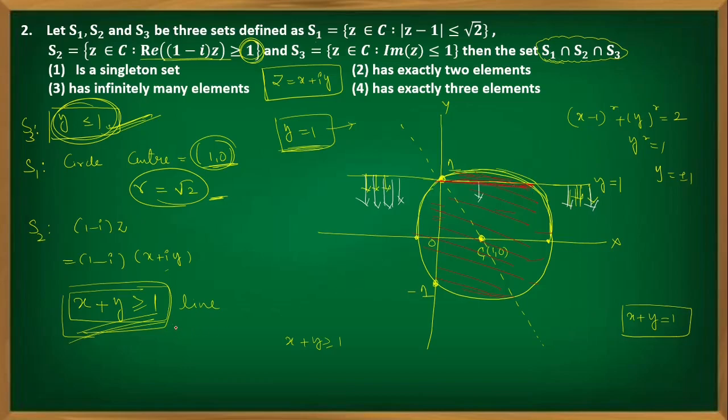So the third one is x plus y greater than or equal to 1. Now how to represent this x plus y greater than or equal to 1? Do you know?